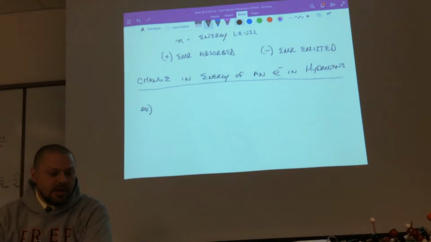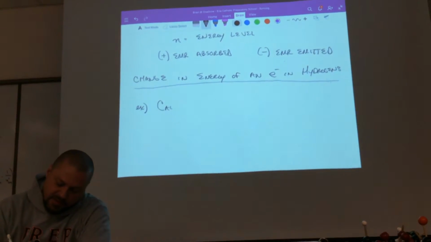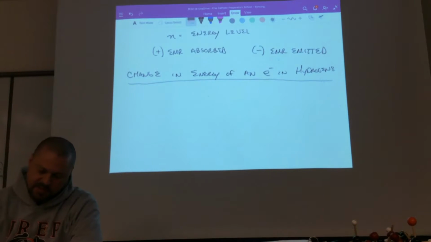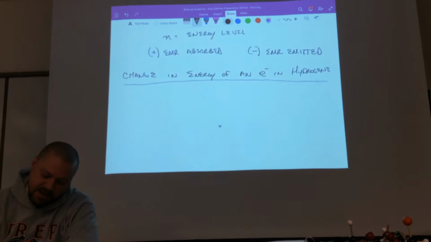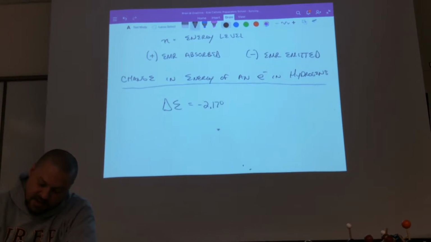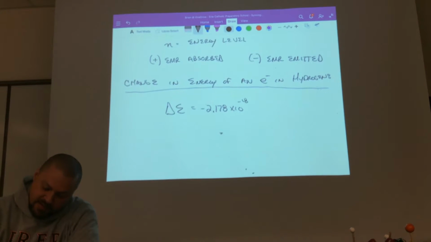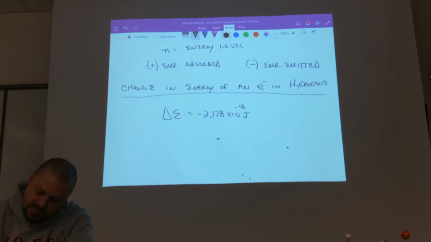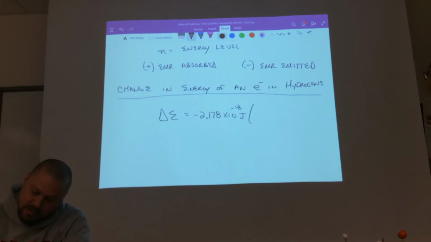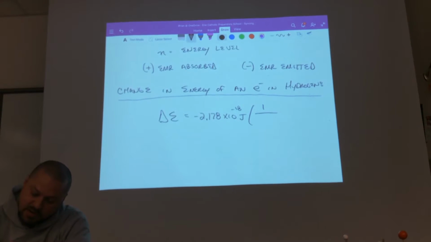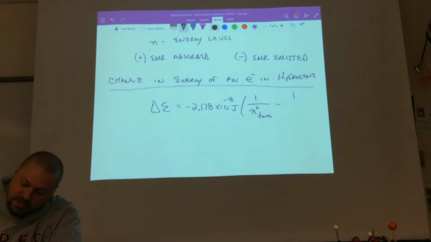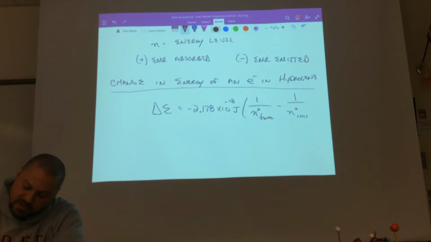Good there? Okay, so this is the kind of thing we'll have to do. Not an example yet. So here's the equation you need, and that's the one that's up behind me over here. Delta E equals negative 2.178 times 10 to the negative 18th joules times the quantity 1, because we're talking about hydrogen, over n squared final minus 1 over n squared initial.